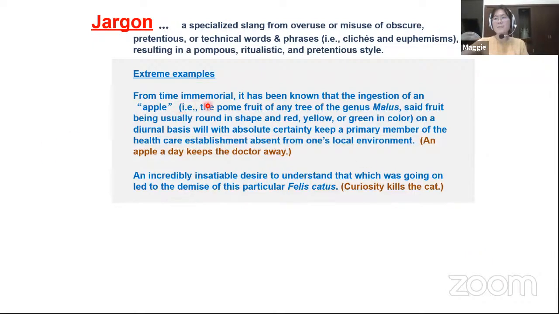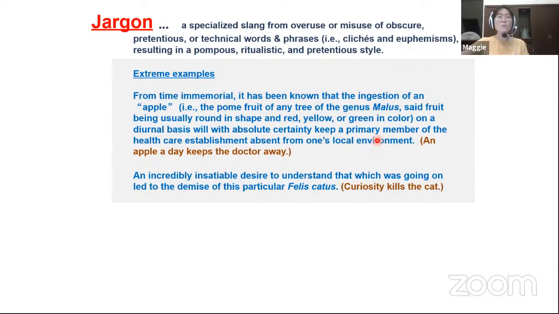From time immemorial, it has been known that the ingestion of an apple, which means the plum fruit of any tree of the genus Malus, such fruit being usually round in shape and red, yellow, or green in color, on a diurnal basis will with absolute certainty keep a primary member of the healthcare establishment absent from one's locational environment. So after you read this long sentence, you have no idea what it means. Well, I don't know. I cannot understand.